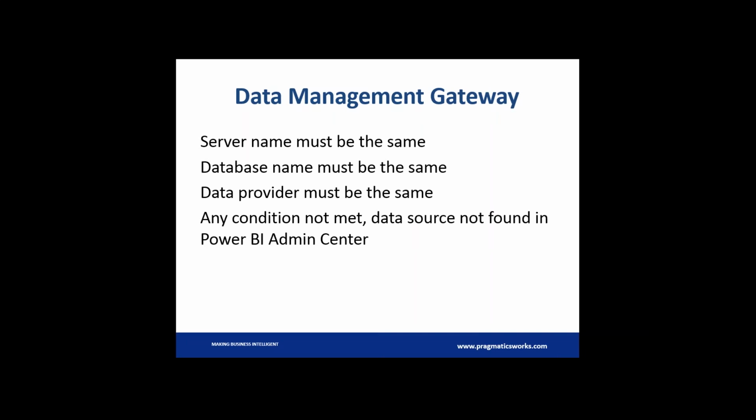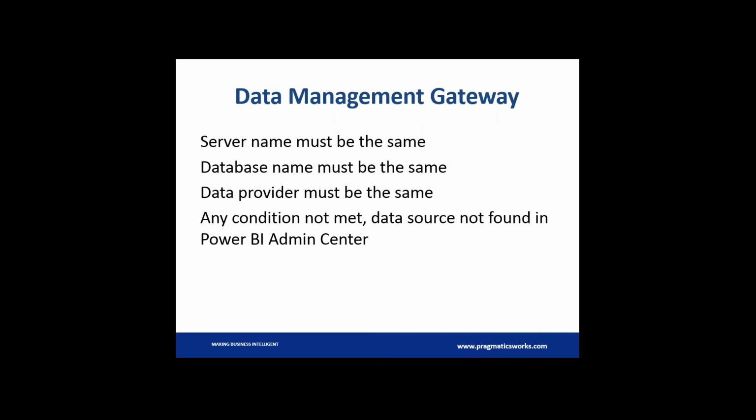A couple of considerations to keep in mind here. If we have a bunch of data sources that we set up inside of the Data Management Gateway, how does our Excel workbook know which one of those data sources to pick? Well, the way that it knows is that the server name has to be the same between what you define inside your workbook and the data sources that we're going to define inside the Data Management Gateway.